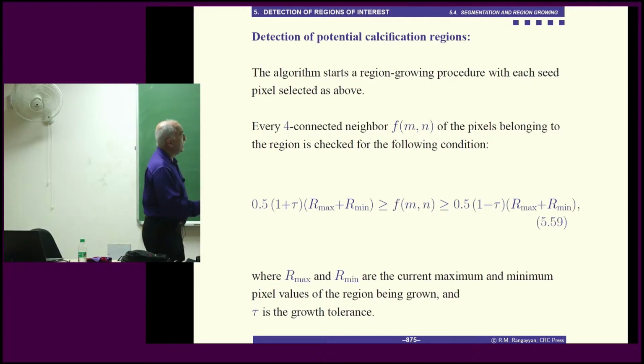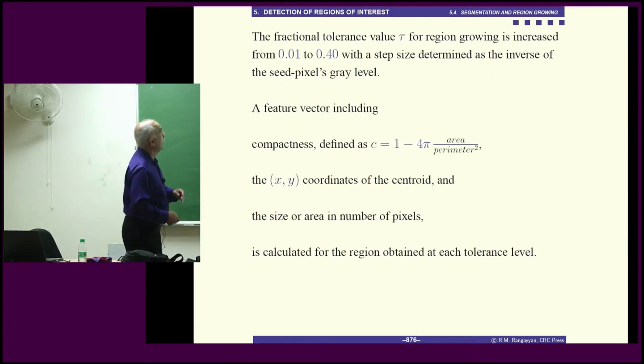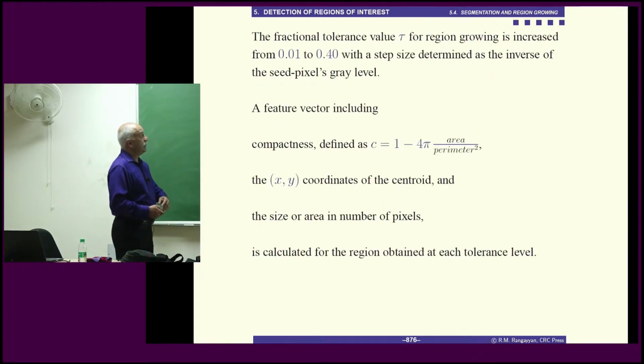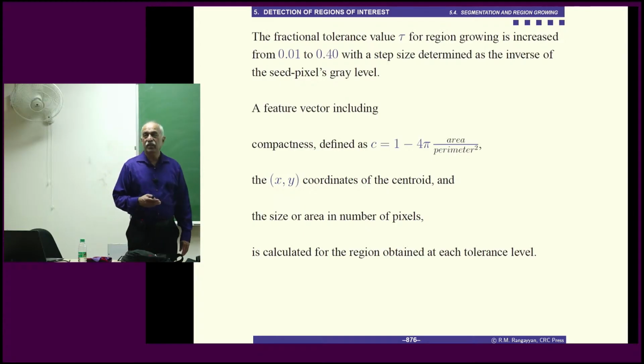The criterion to include a new pixel is that it must be between these limits: 0.5 times (1 plus or minus tau) times (R max plus R min), or (1 minus tau) times. These are the current maximum and minimum of the region being grown. So as the region grows, these values get updated. The tau value was modified, that is multi-tolerance, from 0.01 to 0.4, and the step size was related to the inverse of the seed pixel value.